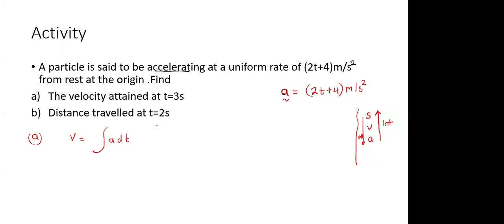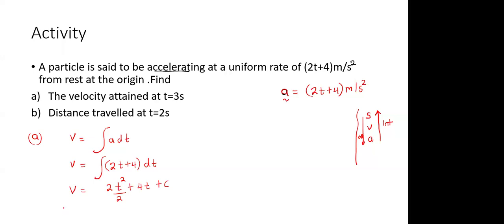So time here is a variable. It keeps on changing. Now we shall have V equaling the integral of 2t plus 4, with everything with respect to t. Then you start integrating each component. So the first one, we shall integrate and have t squared over 2 plus the 4t, then plus a constant, and this is equal to the velocity.